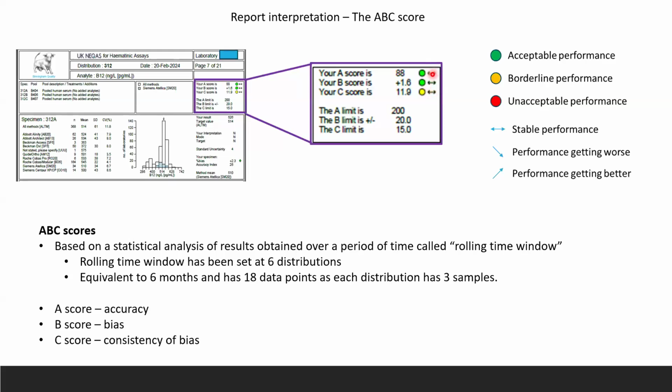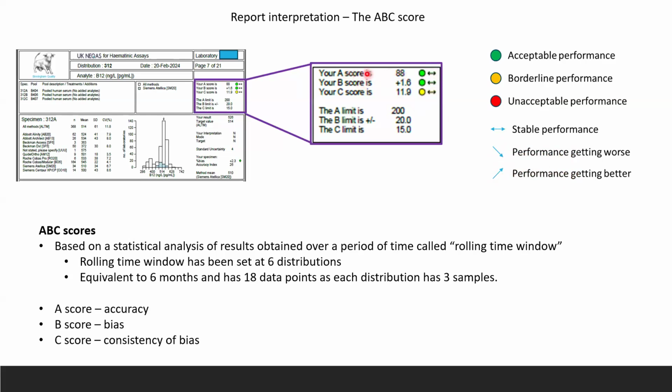This particular error bar means that the performance in this distribution has been stable compared to the previous ones. However, if we have these different kinds of downward-going or upward-going errors, it means that performance is getting worse or performance is getting better compared to the previous one.